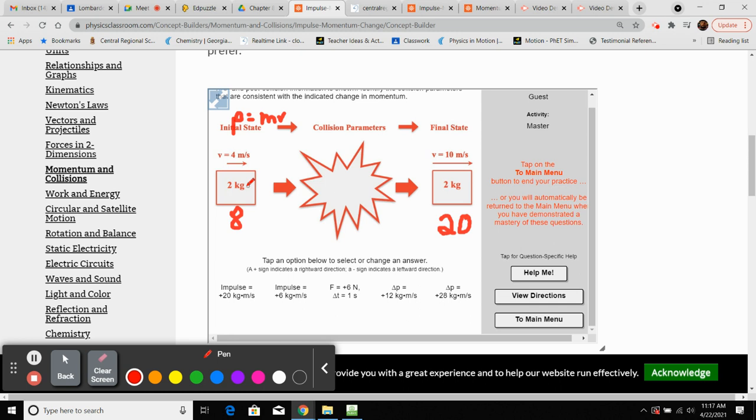So instead of, like before, they were already given, we just had to do a quick multiplication. So to get our momentum from 8 to 20, we have to increase our momentum by how much? 12. So delta P would work here.